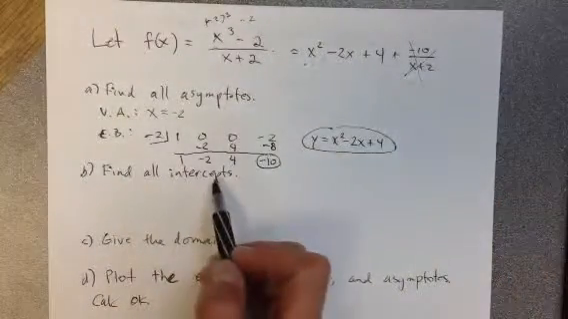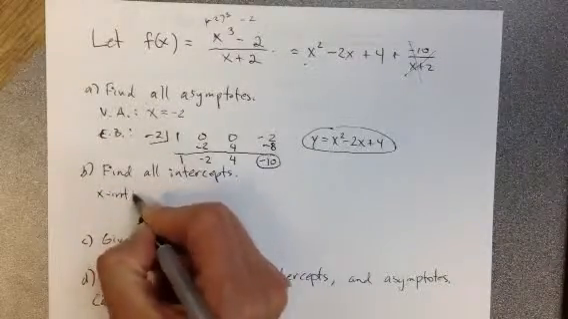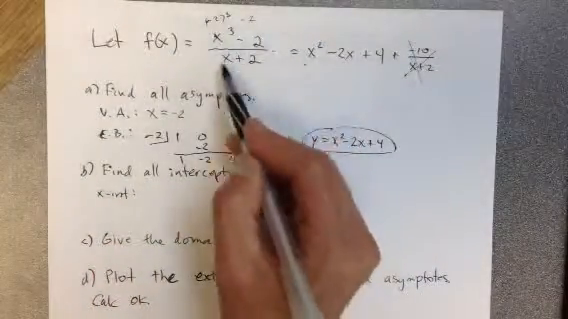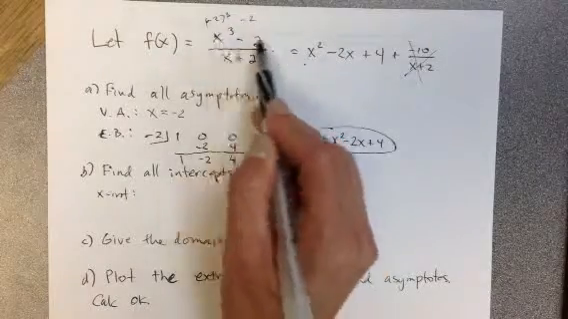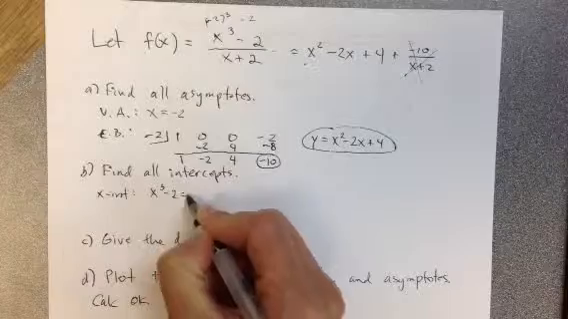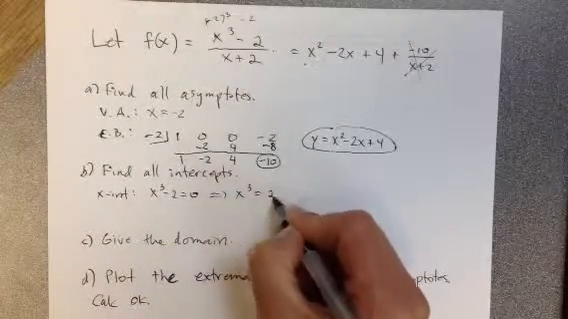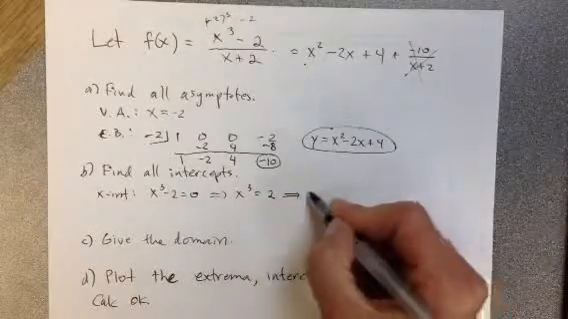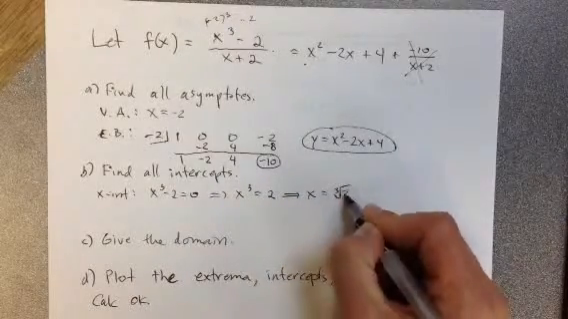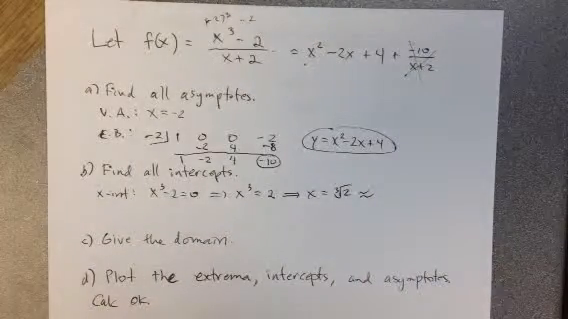Okay, now let's find all intercepts. We'll start with the x-intercept. Remember that the only way for a fraction to be 0 is if the numerator is 0. So we set x cubed minus 2 equal to 0. That tells us that x cubed equals 2. So x is the cube root of 2. And that's approximately 1.26.